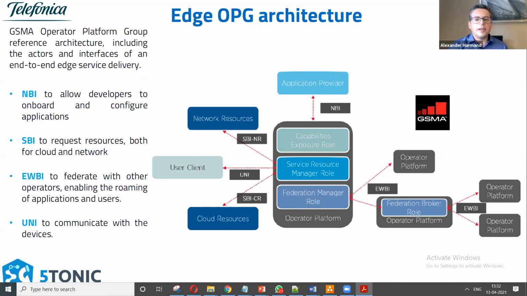Sorry, in Telefonica we are keen to explore with the rest of the industry this concept of making more than a distribution of data centers for the edge. Actually, with a lot of industry players, we are collaborating in the GSMA on this operator platform concept.